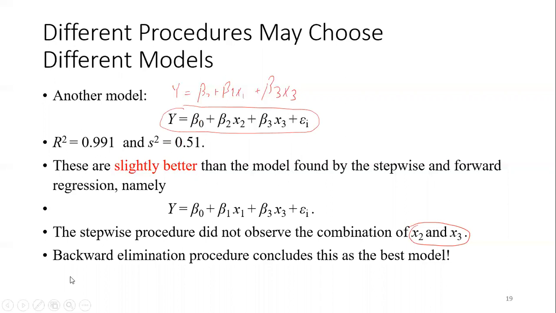This is because the stepwise procedure or the forward procedure are myopic policies. Okay, they are myopic policies in the sense that they do not look two or more steps ahead. What they do is just a greedy search. At each step they just add the variable which has the greatest impact. Okay.